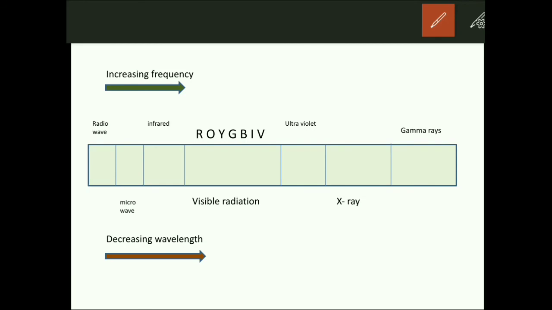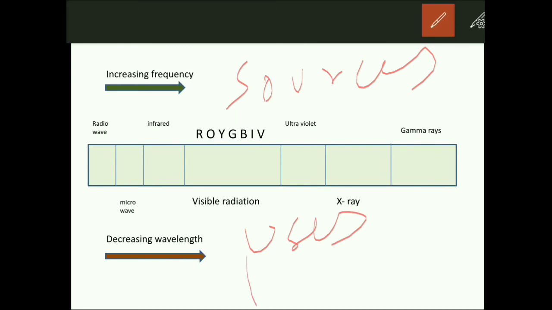And the question which comes in ICSE is like sources and uses. I want you all to learn the sources and uses of all these radiations. It is on page number 140 of Concise Physics. There's a table. I want you all to remember the sources and uses of these radiations.